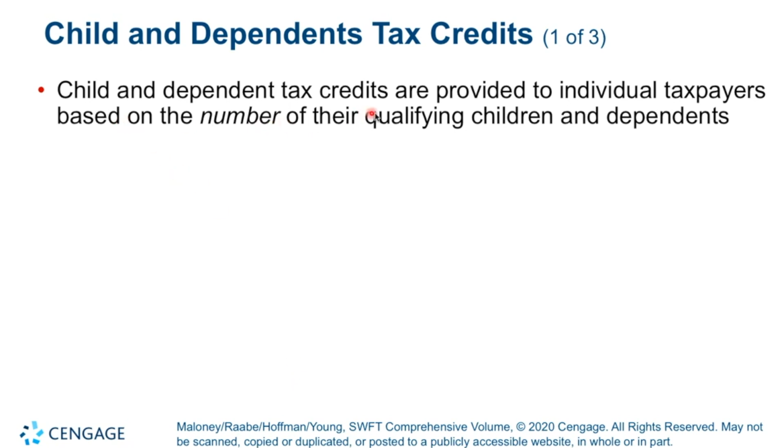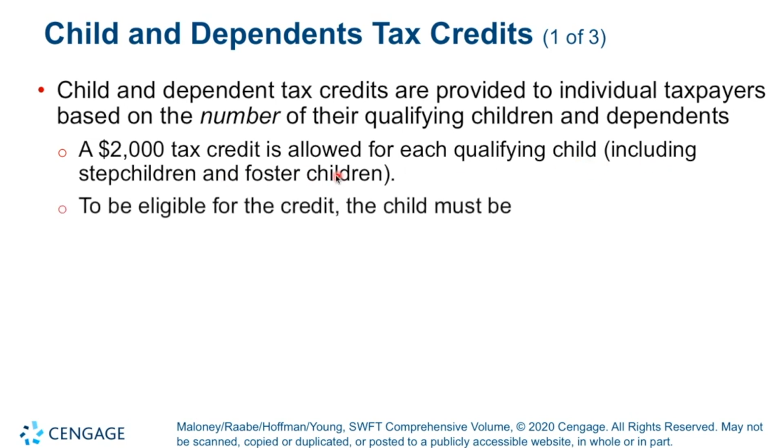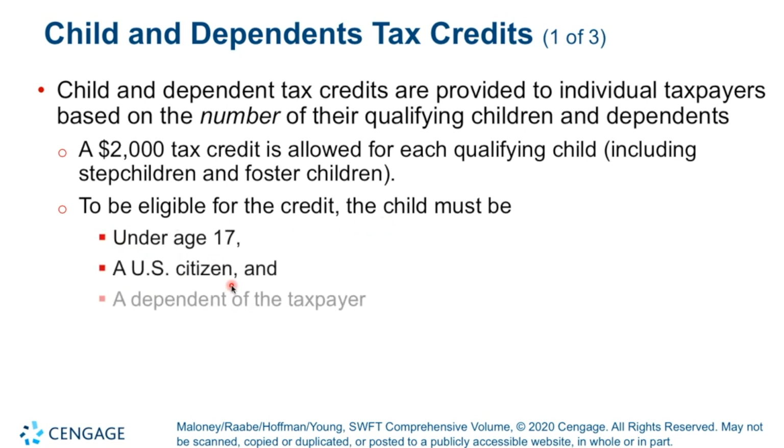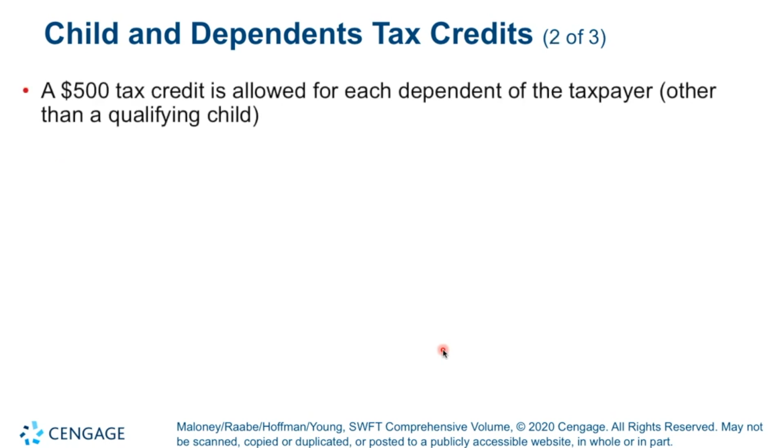Child and dependent tax credits are provided to individual taxpayers based on the number of their qualifying children and dependents. For example, a $2,000 tax credit is allowed for each qualifying child, including stepchildren and foster children. To be eligible for the credit, the child must be under 17, a U.S. citizen, a dependent of the taxpayer, so meeting all of those rules. In addition, they must have a social security number. A $500 tax credit is allowed for each dependent of a taxpayer other than a qualifying child. So that would be a qualifying relative.